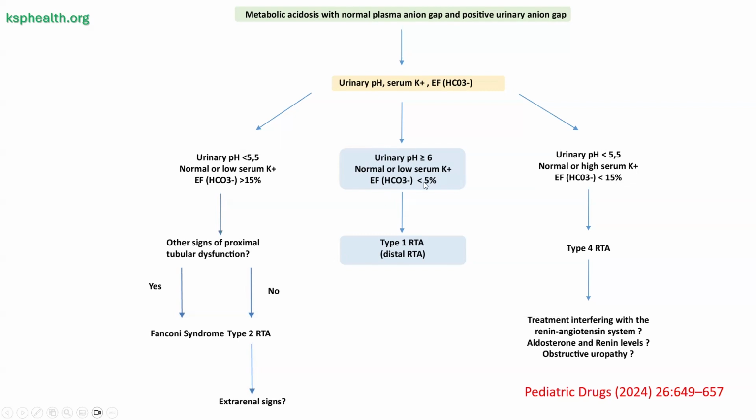When the urinary pH is high, that's very important. When there is an acidosis, normally the urinary pH is low because acid excretion happens. On the other hand, if the pH is high, with low potassium and bicarbonate affecting excretion, so bicarbonate is low, it's most commonly type 1 renal tubular acidosis.